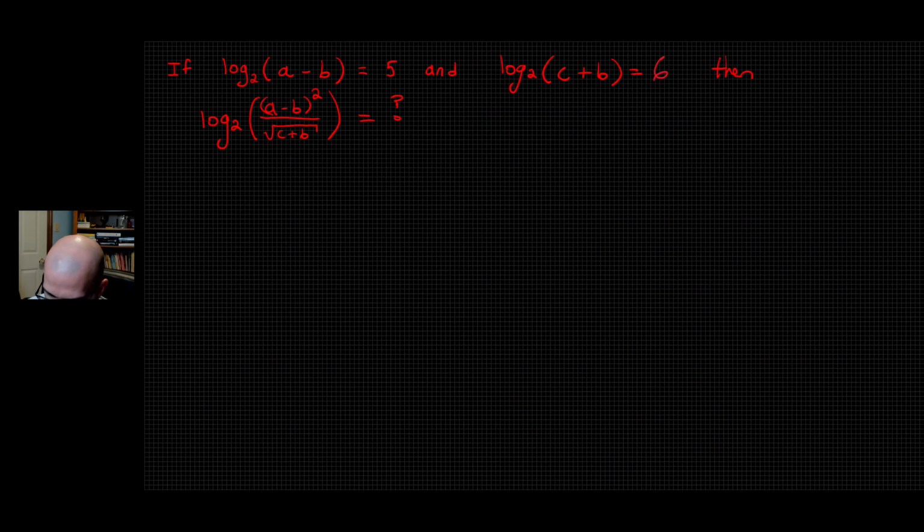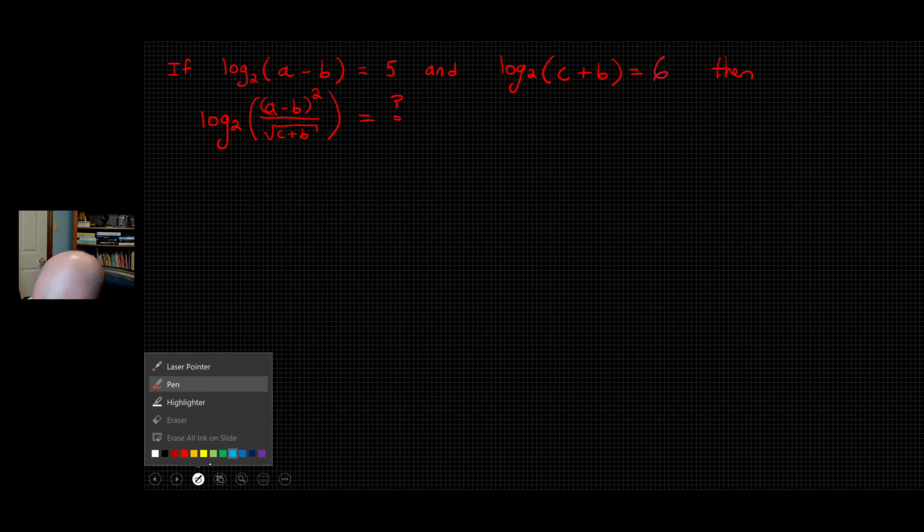Okay, and then the last question. We're given information about log base 2 of a minus b and log base 2 of c plus b. We're told what they are, and then we're asked for something else. So what we have to do is find a way to express the thing at the end, the log base 2 of all that horrible stuff. We have to rewrite it and express it in terms of what was given to us.